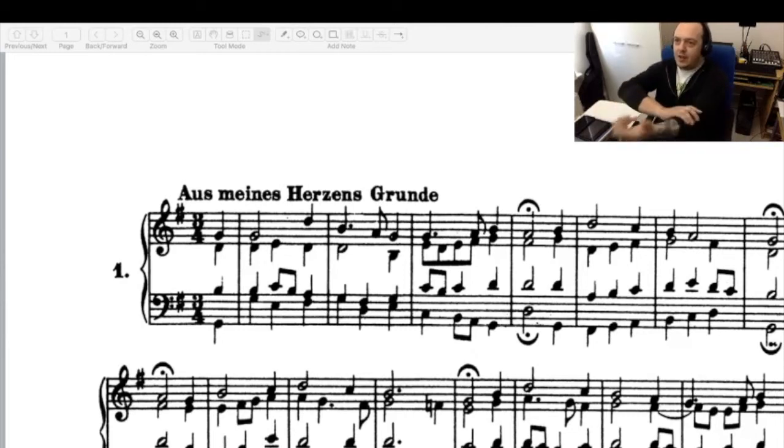Okay, we'll give it a shot. First chorale, harmonic analysis, chorale Aus Meines Herzens Grunde. And apologies for my German, which is practically non-existent.